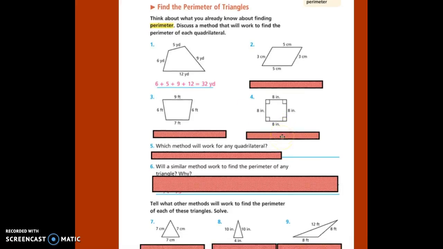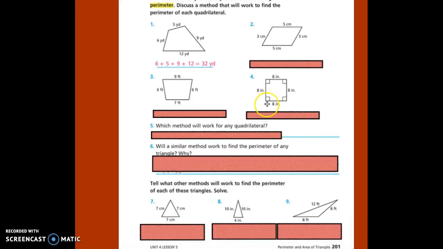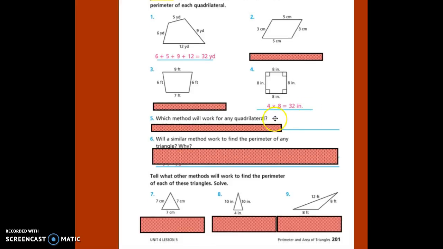How about number 4 down here? If I look here, I could add 8 plus 8 plus 8 plus 8, or I could think of it as 8 times 4. When I do that, I get the perimeter of 32 inches. Does this technique work with all quadrilaterals? Absolutely. When we add all of the sides together, we get the perimeter, or the outside length of a quadrilateral.